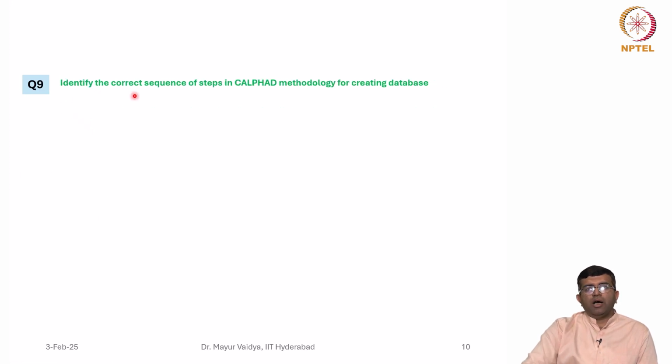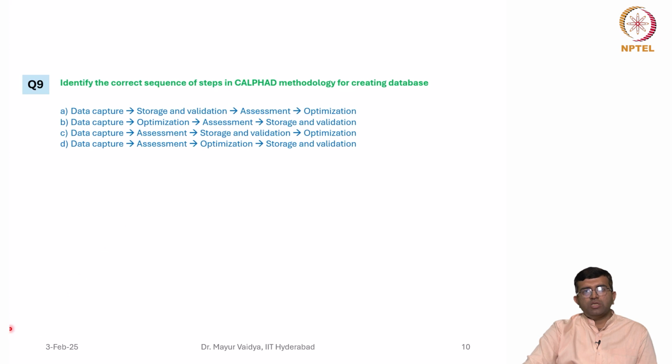Question number 9: identify the correct sequence of steps in the CALPHAD methodology for creating a database. These are the options: data capture, then storage and validation, then assessment and optimization. This is not correct. The first is data capture, that is correct. But after that, what is done is first the assessment, then optimization, and finally the storage and the validation. So in this case, the correct option is option D.